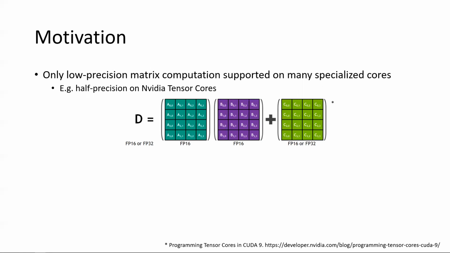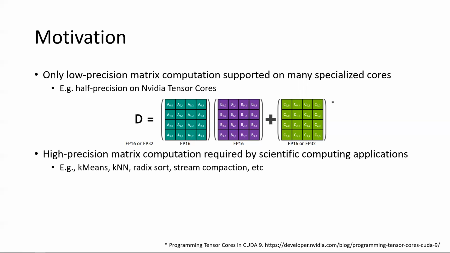So first we will talk about motivation. Why do we care about emulation on tensor cores? Nowadays, generally only low precision matrix computation are supported on many specialized cores. For example, there is half precision computation on NVIDIA Tensor cores. However, high precision matrix computation are generally required by scientific computing applications, such as k-means, k-radix sort, and stream compaction. So if we want to support these scientific computing applications on tensor cores, then we need the emulation.